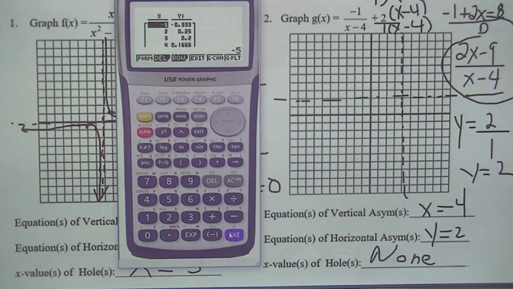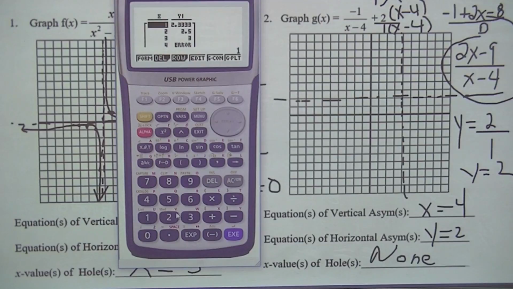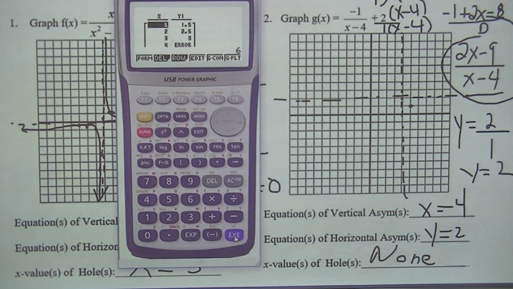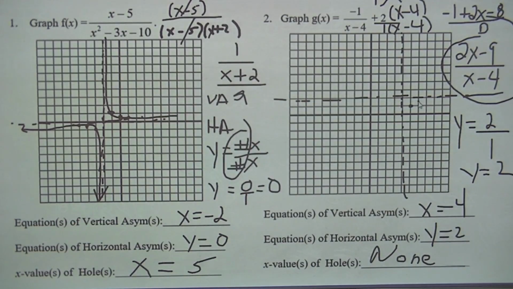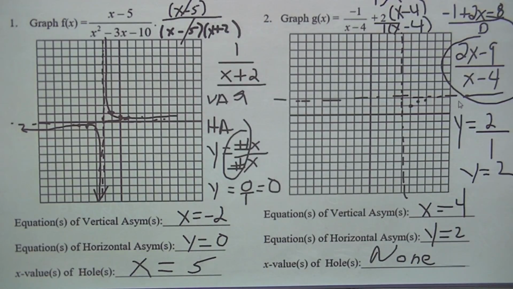So I'm going to go into the table, and I'm going to put parentheses around 2x minus 9 and parentheses around x minus 4. Now I'm going to work around, first I'm going to go 5, which is 1, then 6, which is 1.5, and then 7. So I go a couple each way, 1.6. What that's going to do is it's going to go like this, and it's going to go down.